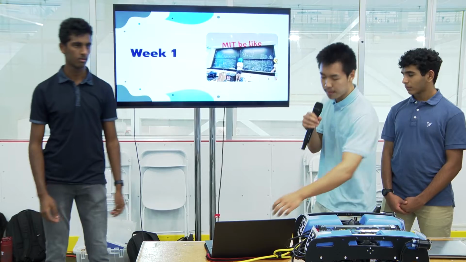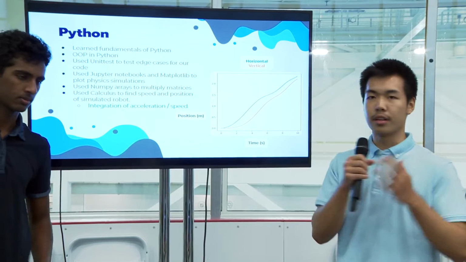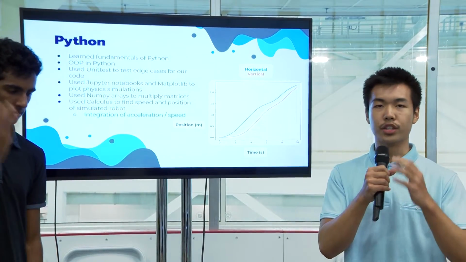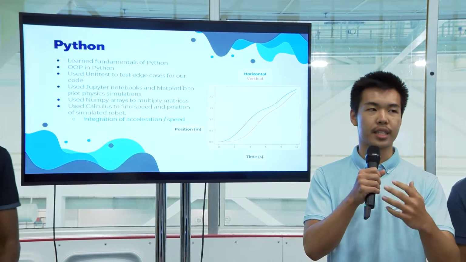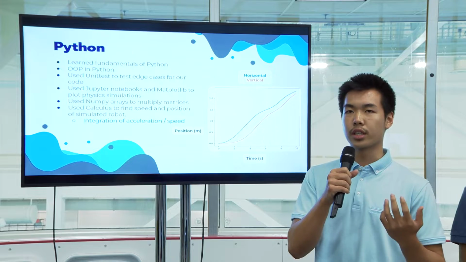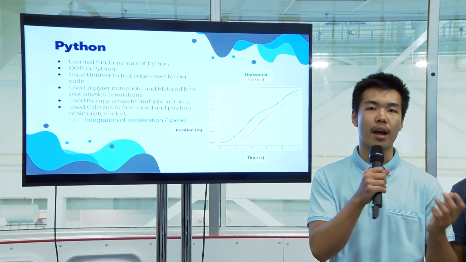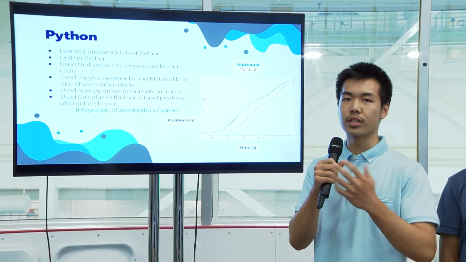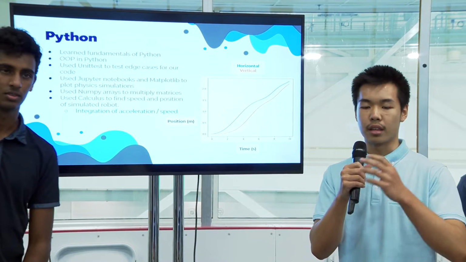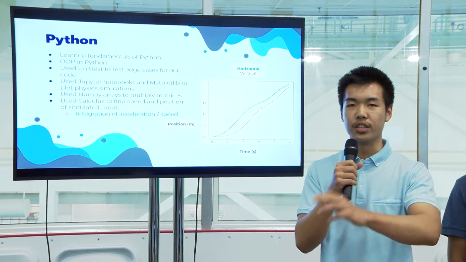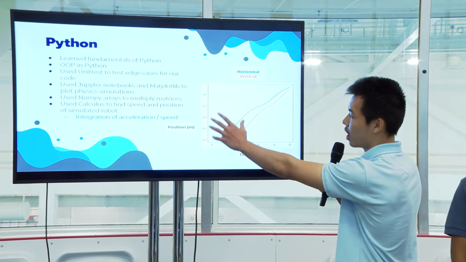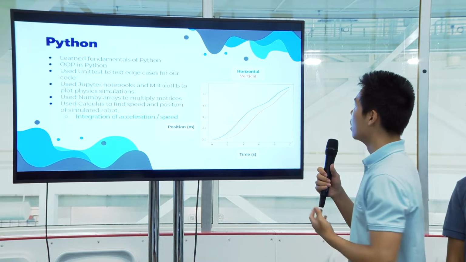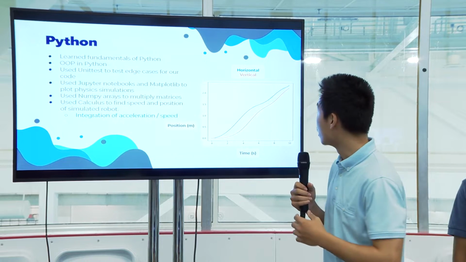So this is our first week. In our first week, we learned about Python. We learned the fundamentals of Python as well as how to use unit tests to test our code. We also learned how to use matplotlib to plot our physics and functions in Python. And we learned how to apply NumPy arrays and multiply matrices. We also used calculus to find the ROV speed and position using integration and derivatives. And you can see this is the position versus time graph with respect to the ROV's position in the pool.